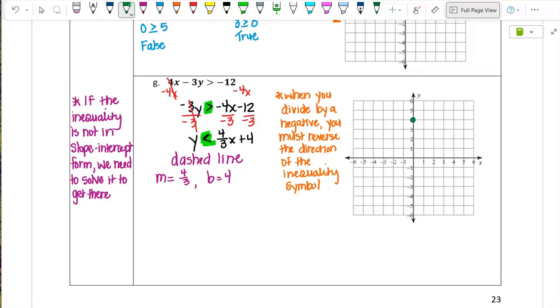So I start at positive 4 on my y-axis. Since I can't go up 4 and 3 to the right, I go down 4 and 3 to the left. And I use my straight edge to help me get that dashed line. Now we still have to test a point, but we're going to run out of time, so I'm going to pause there before we test and shade.